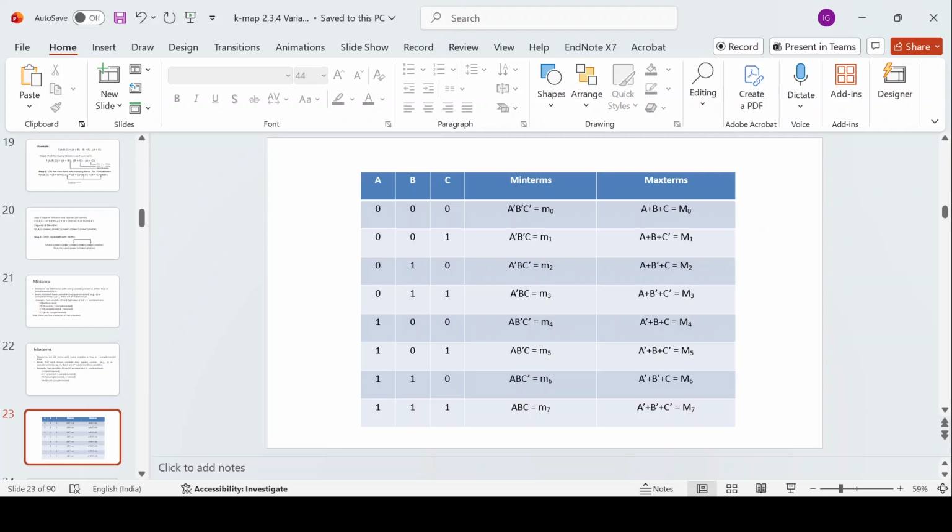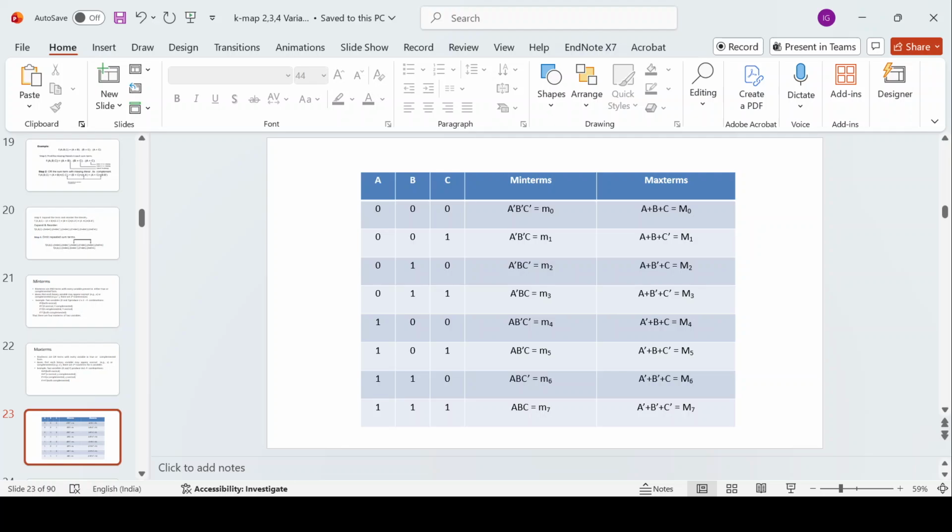If we have the value ABC equal to 0, 0, 0, we can represent that value as a min term A dash, B dash, C dash, and for the same value we can create a max term, which is A plus B plus C. So this is very, very important. We have to know how we can create a min term and a max term.